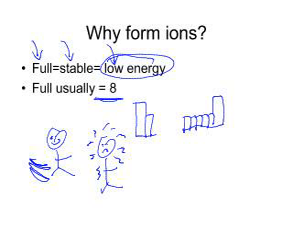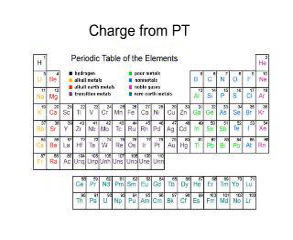Never shake babies. So why form ions? Because if you gain or lose electrons, you end up with a full outer level, and full means lower energy.